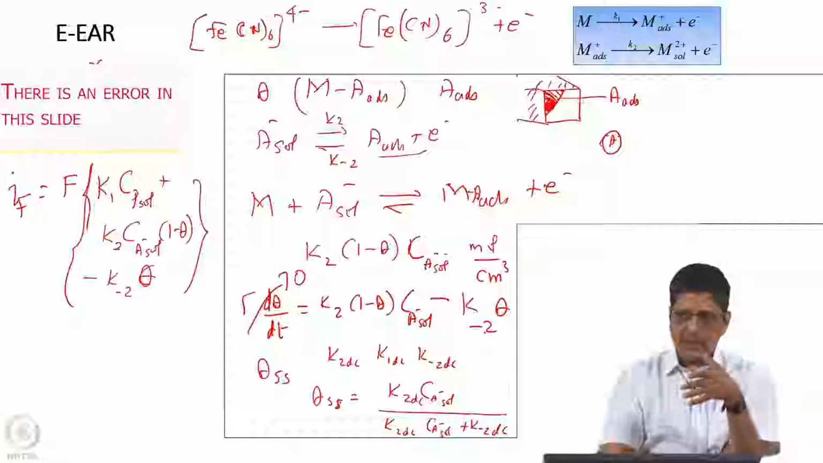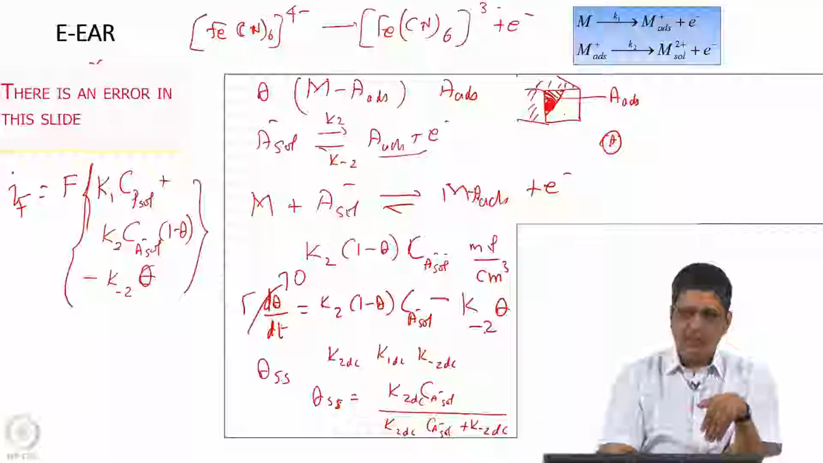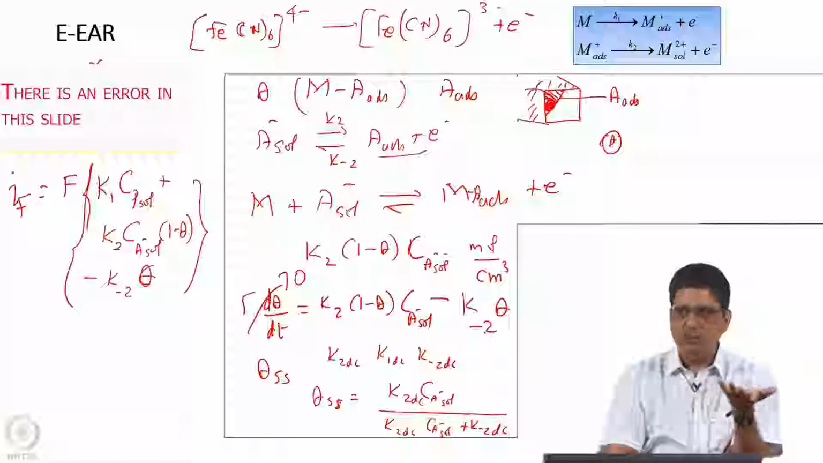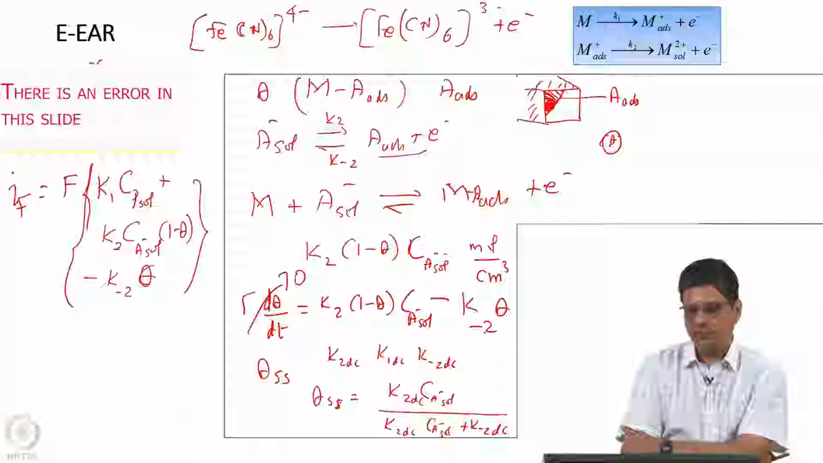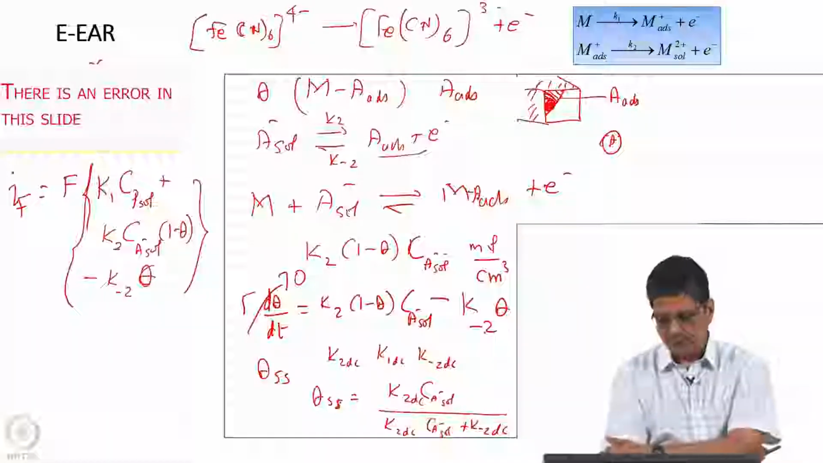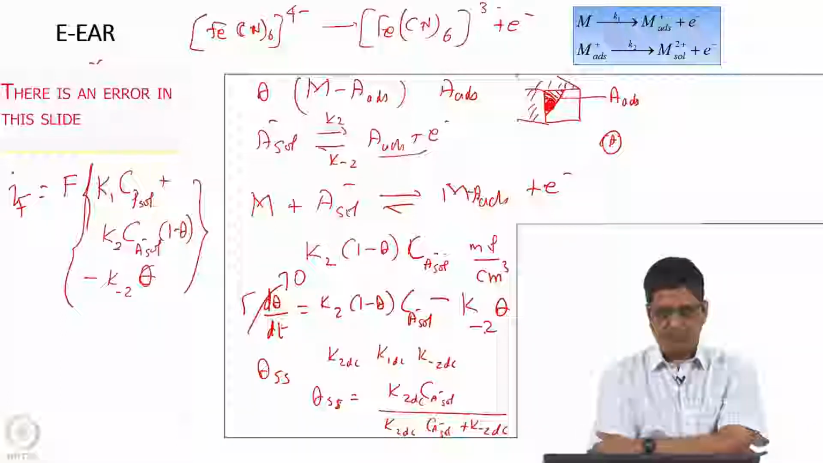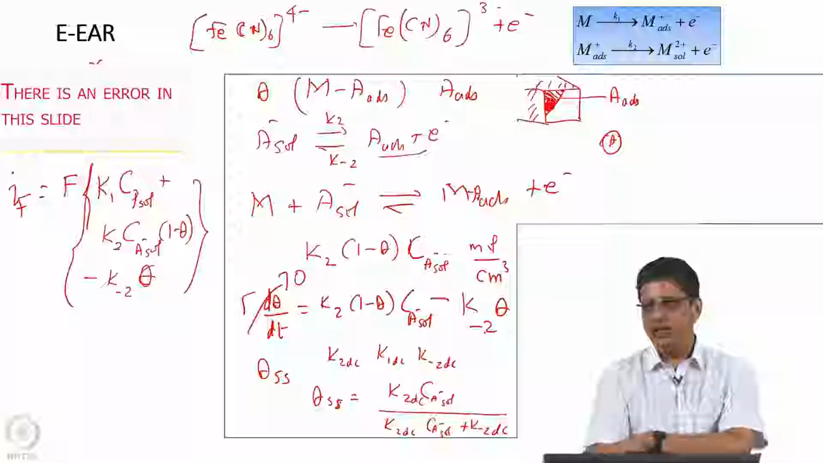If you propose a mechanism, first the polarization curve given by the model and the polarization curve that you obtain from experiment should match within the experimental error, within the noise level. This is the first part. So, all of you are able to get the theta SS.